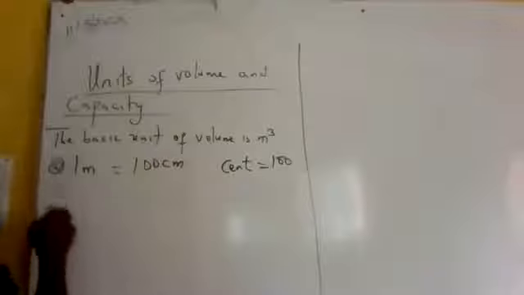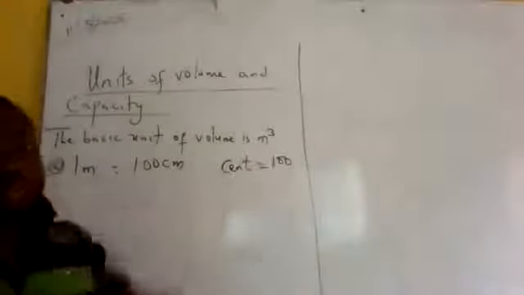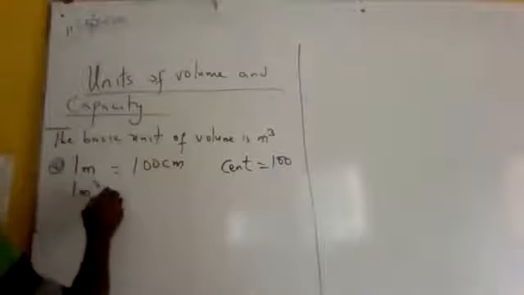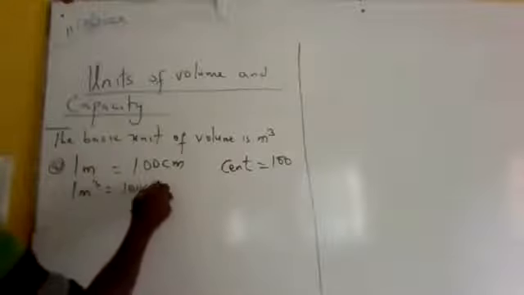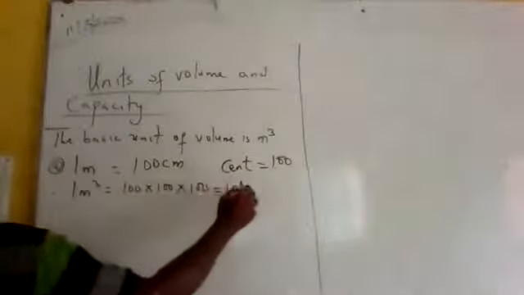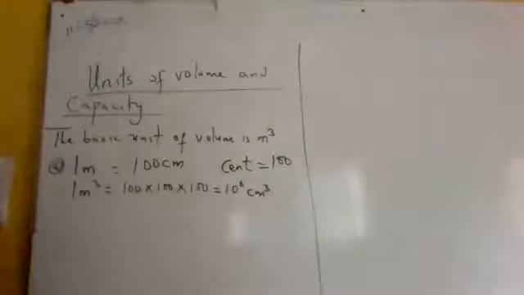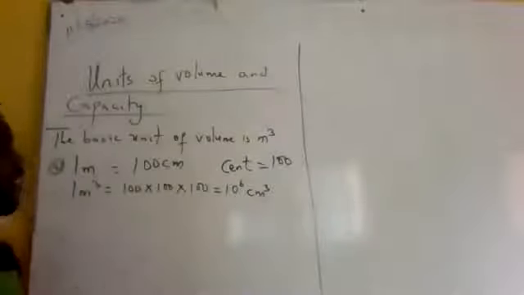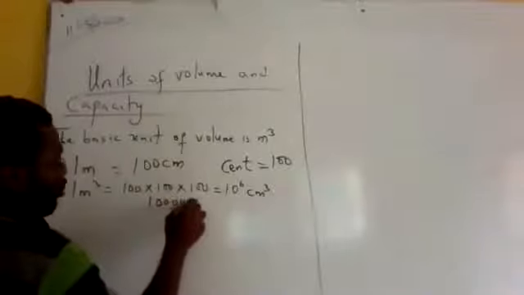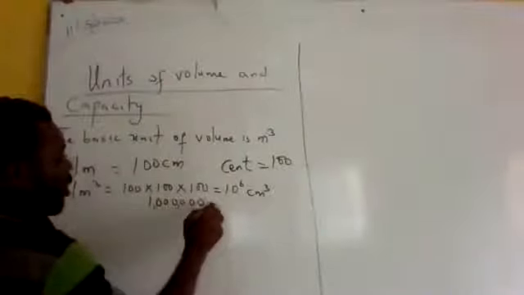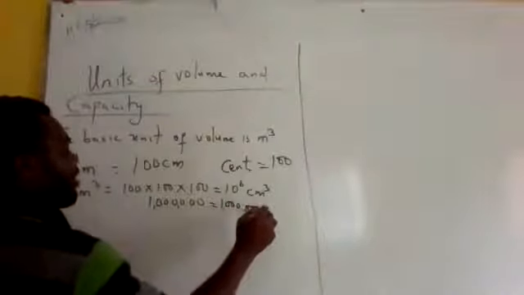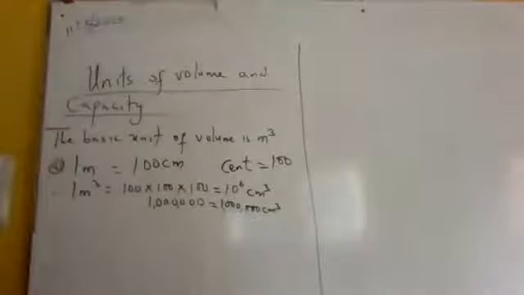So therefore, remember we said that the basic unit of this is cube. I've mentioned it before. So 1 meter cube will be equal to what? 100 times 100 times 100, which is going to be what? 10 to the power of 6 centimeters cube. So this is 1 meter cube. So 1 meter cube is equivalent to 1 million centimeters cube. That is what 1 meter cube is.